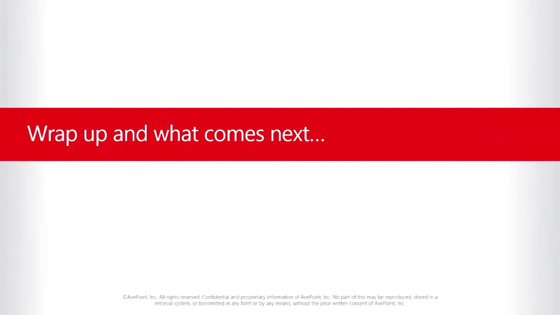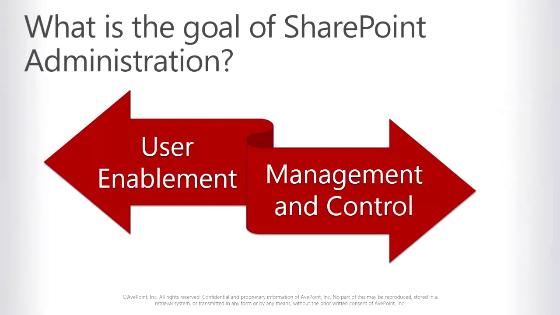So let's wrap this up. We have a few minutes left, and then we'll talk about what comes next in this series. So we're going to go back to the goal of our administration here, which is both the management and the control side of things, and also the user enablement. In order to have effective governance, we need to have both sides equally, or else there's going to be an imbalance that's going to lead to additional issues in the environment or outside the environment.